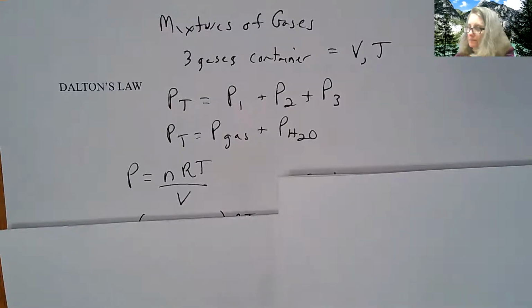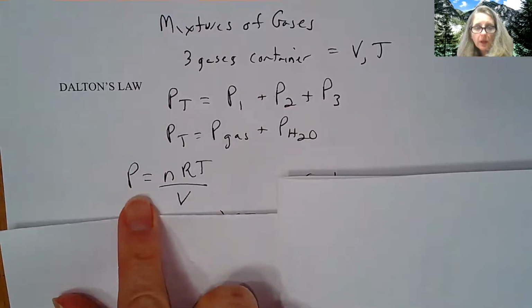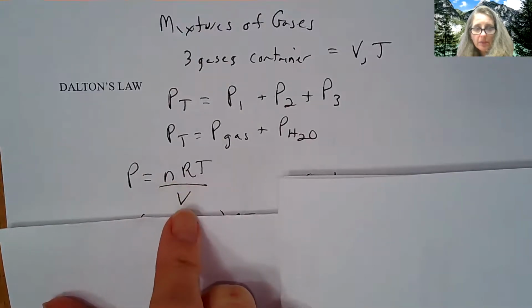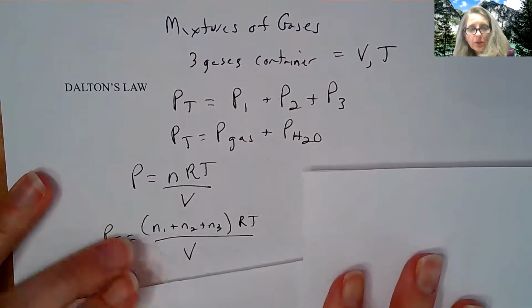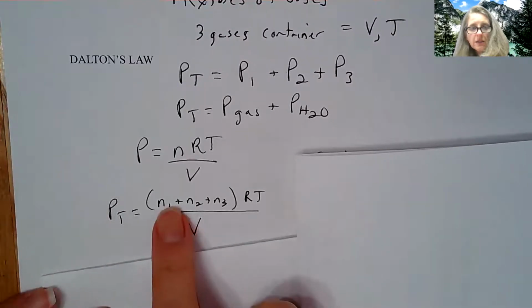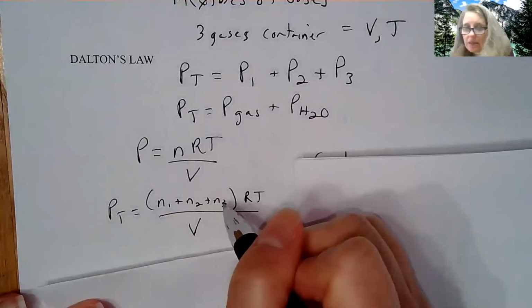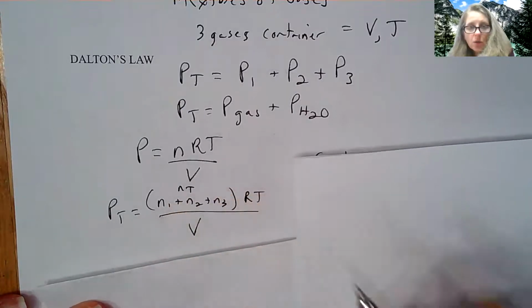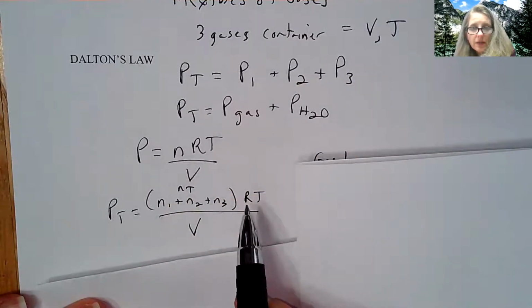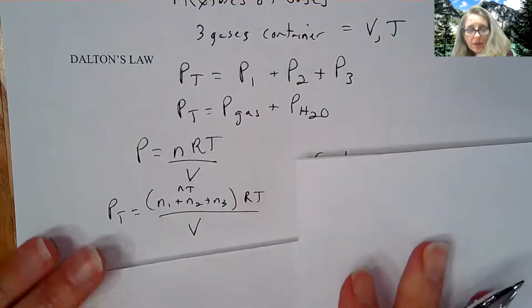All right, so Dalton's law, if we take the ideal gas law, and we just have pressure on the left, I have nRT on the top and V on the bottom. So if I want to look at the total pressure in the container, I need to look at the amount of moles of each one of the gases. So n1, n2, and n3 is the number of moles of each individual gas. So that's what we call the nT, the total number of moles. R is always going to be a constant. Temperature and volume are going to be the same in a container because you're talking about the same container.